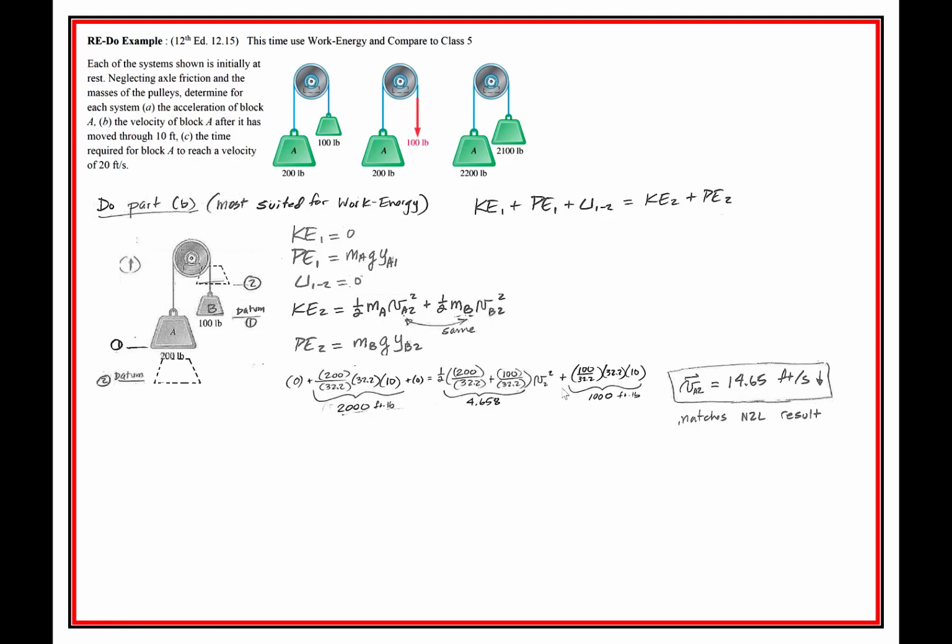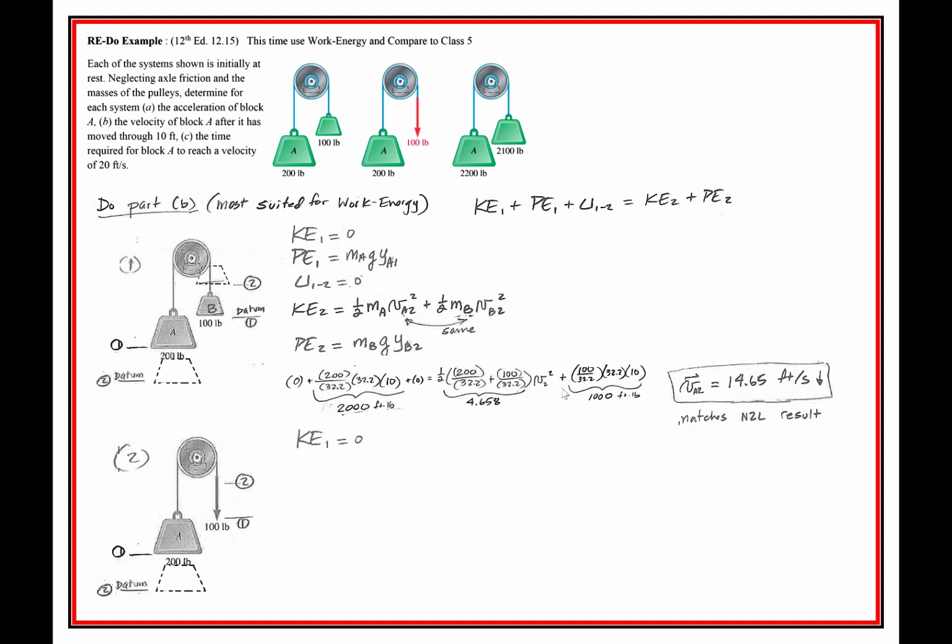Notice that if we were to use Newton's second law, what we would do for part A is find the accelerations, and then to get the velocity in part B, we would use constant acceleration kinematics to get this velocity after a 10. But because we're using work-energy, velocity is a lot easier to get. It comes right out.